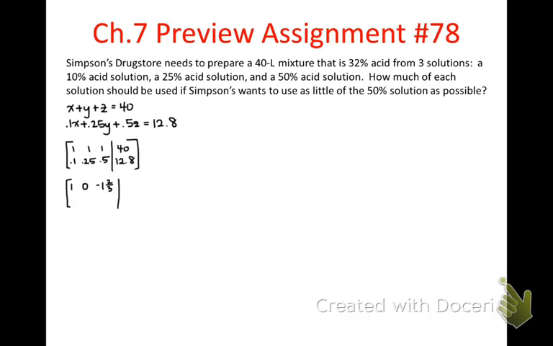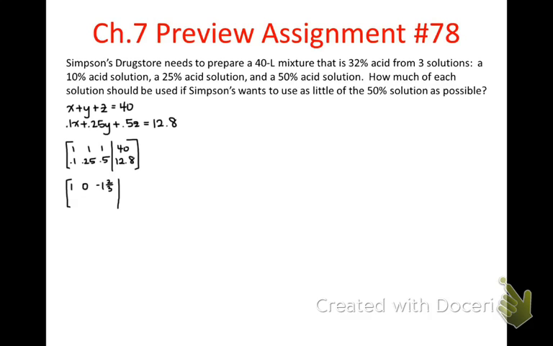Why don't you guys get out your calculators and do this with me? Go ahead and type in that first augmented matrix. So you'll need to go in and edit a matrix A. What are the dimensions of our matrix that we're putting in? So this one will be a what? 2 by 4. Yep. This one was in the calculator section, yes. All right. So then we're doing 1, 1, 1, 40, and then it should jump you down to row 2. 0.1, 0.25, 0.5, 12.8.